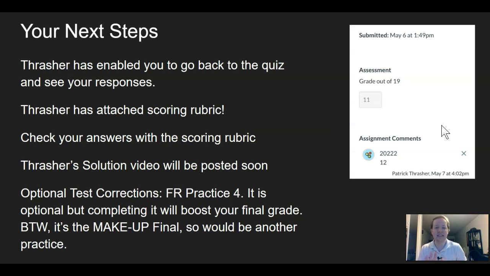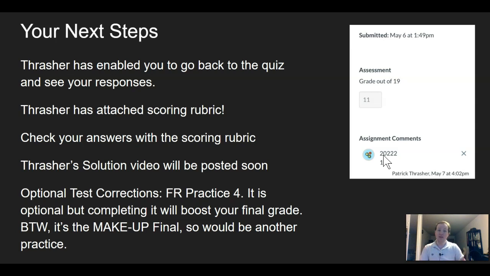Your next steps. Okay, I mentioned this a little bit. I have enabled, I believe, now I'm a little new to this with quizzes on Canvas, so let me know if you can. But I believe you can go back to that quiz and you can view your responses. And again, in the comments, it looks very benign. It looks very weird. I just put these numbers.